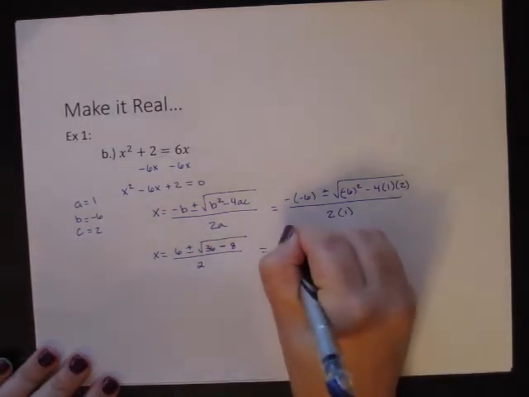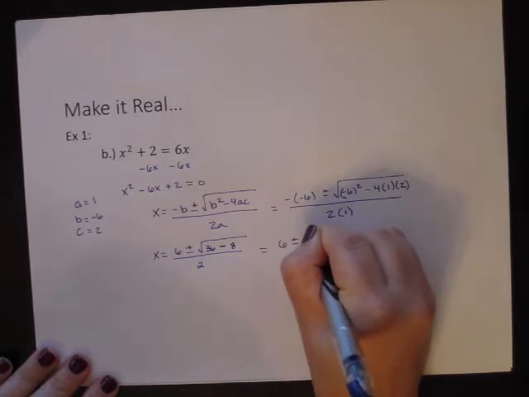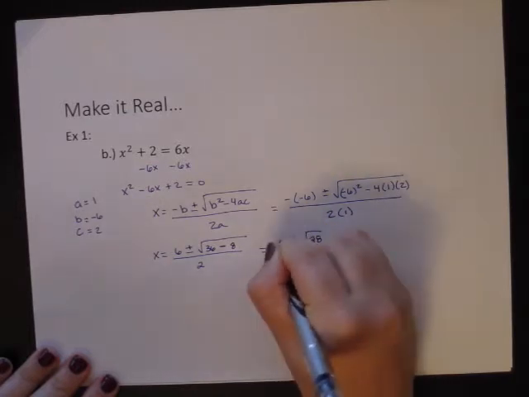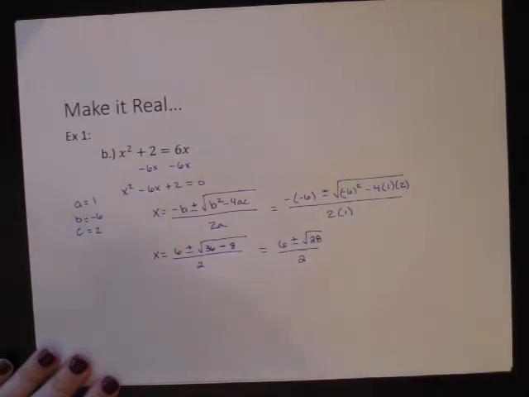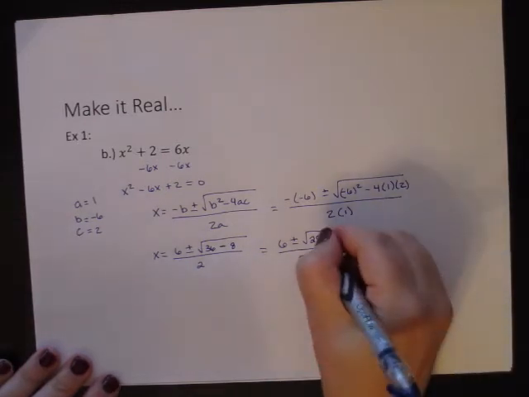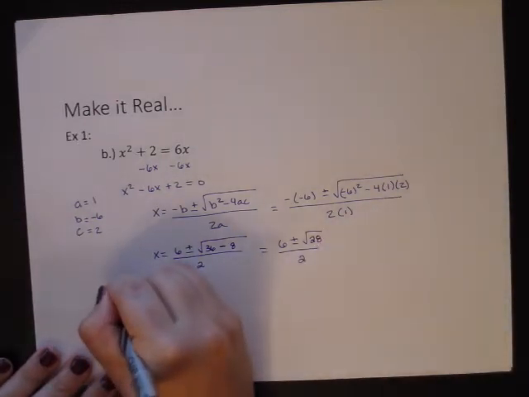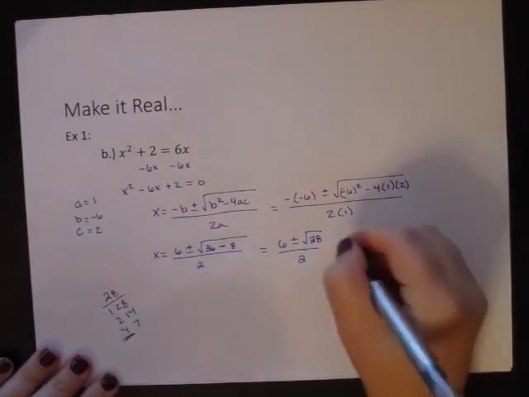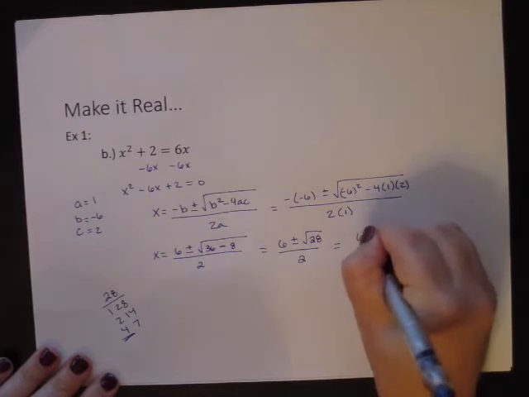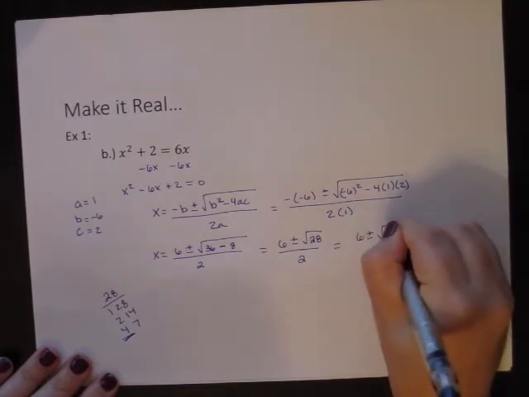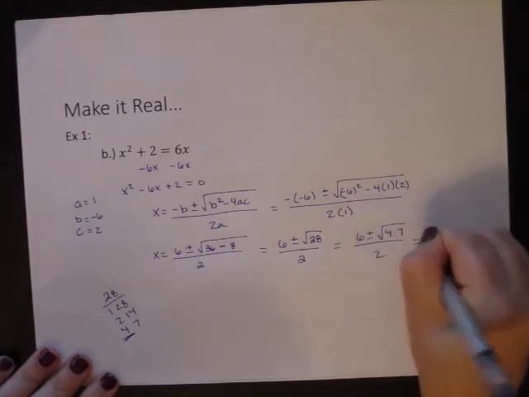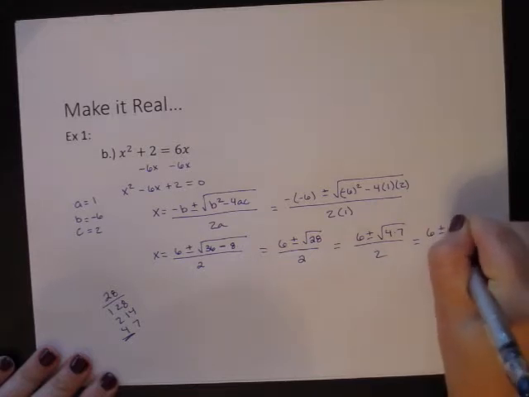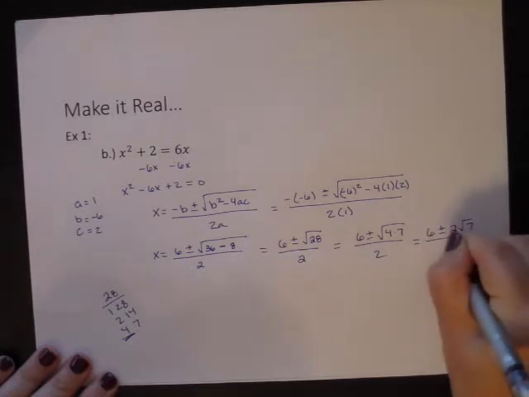So I got 6 plus or minus the square root of 28 over 2. Now I've got to clean this up just a little bit. Factors of 28: 1 and 28, 2 and 14, 4 and 7. The perfect square is 4. So I got 6 plus or minus the square root of 4 times 7 over 2, which would be 6 plus or minus 2 square root 7 over 2.